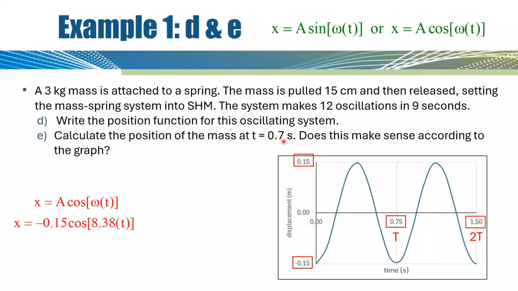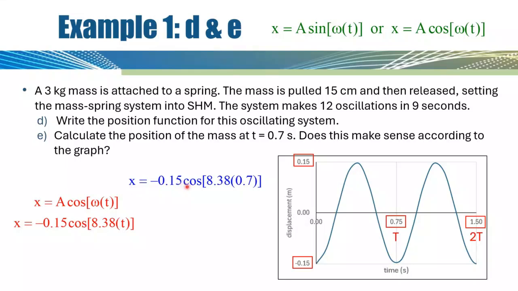So let's look at our graph. This is 0.75 seconds. So at 0.7 seconds, the mass is down here, someplace down here. But I don't really know exactly where, but that's where the position function can help me. So now we're going to actually use our position function to make that calculation. So now I'm going to plug in for t the time 0.7 seconds, and now I just have to number crunch and solve for x.